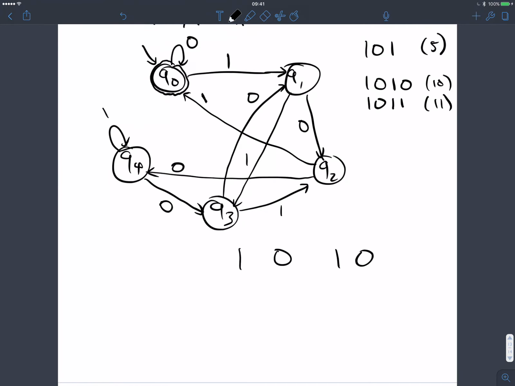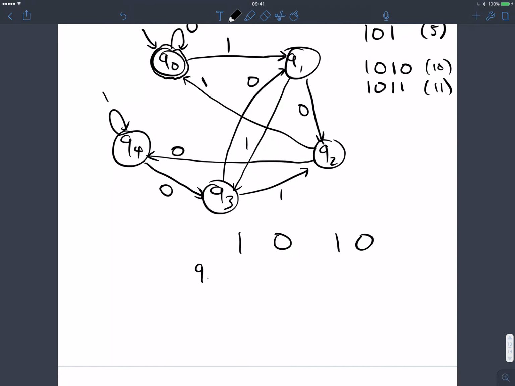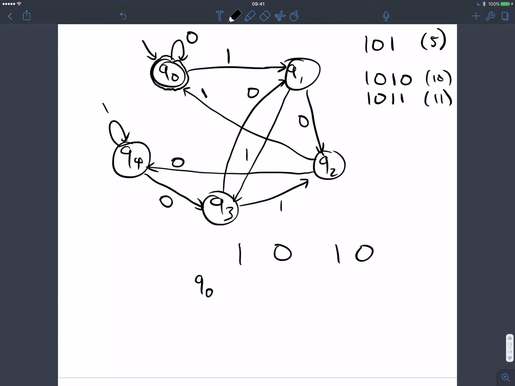Because it's a DFA, I must start in Q0. If I see a 1, where do I go? Q1, that's good. Q1 reading a 0, I go to Q2. Q2 reading a 1, where do I go? Q0. And then Q0 reading a 0, I stay there. And therefore, I must accept the string.